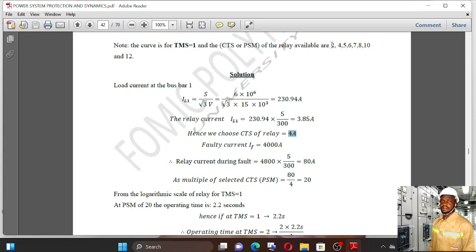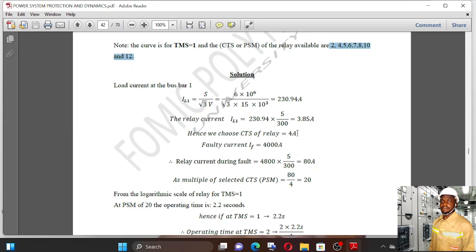Why do we say 4? Because here, these are the various current tap settings for that CO7 that has been given. Here, you see 2, 4, 5, 6, 7, 8, 10, 12. So 3.85 is closer to 4. So we select that current tap setting of 4. So this is the characteristic of your relay which you want to use in the protection scheme.